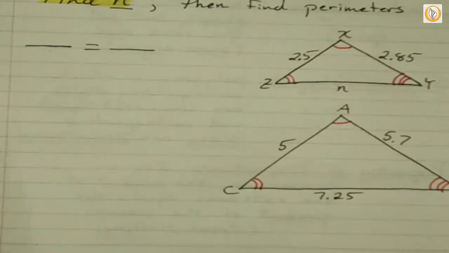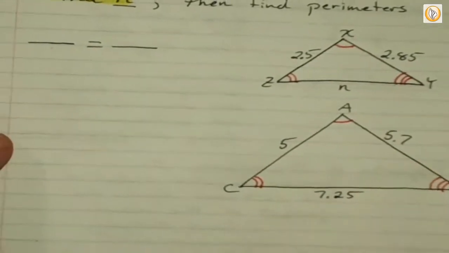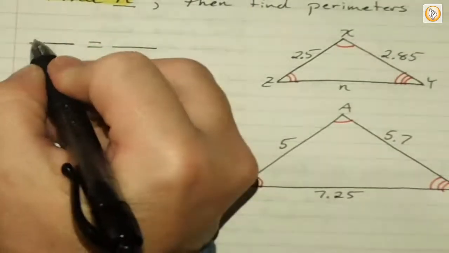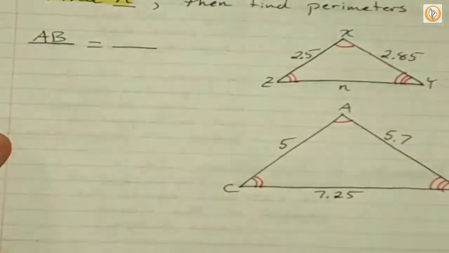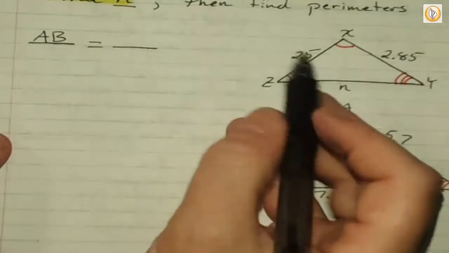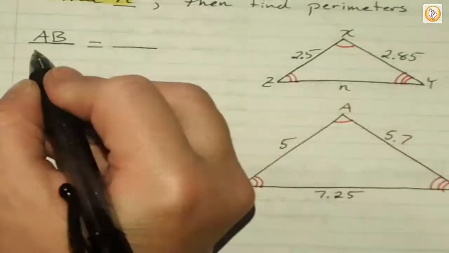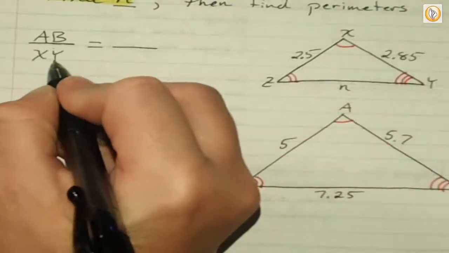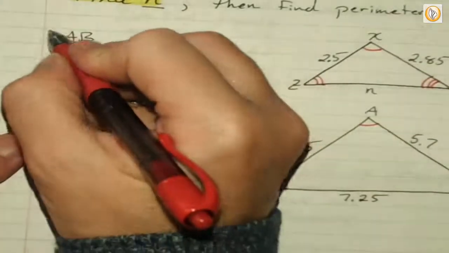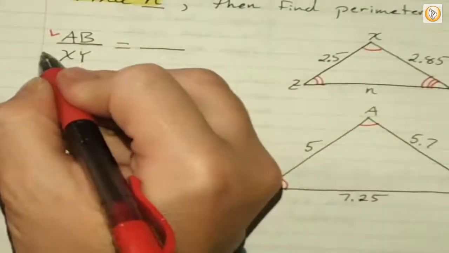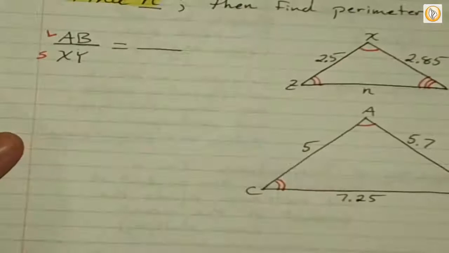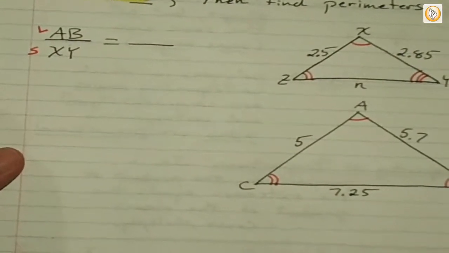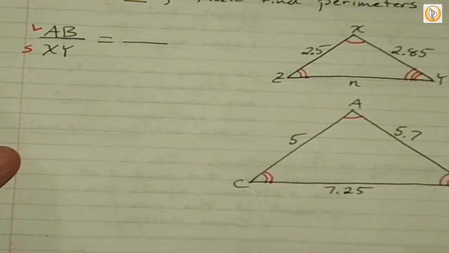AB and XY. Okay, so she said AB first. So, unlike the other one, I'm going to put it on top because she said it first. And then she's correct, XY. I'm going to put on the bottom. So this time my large is on the top and my small is on the bottom. And that is okay to do. You can have small on top and large on bottom, or vice versa.